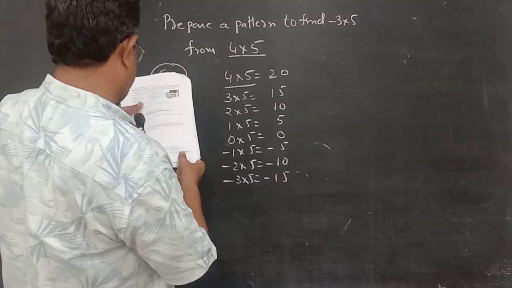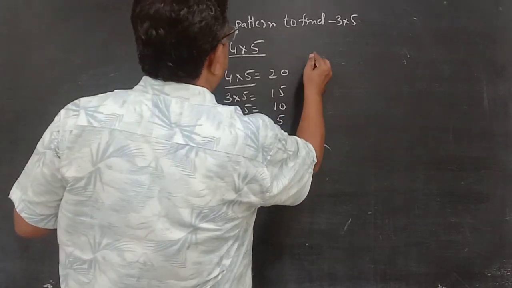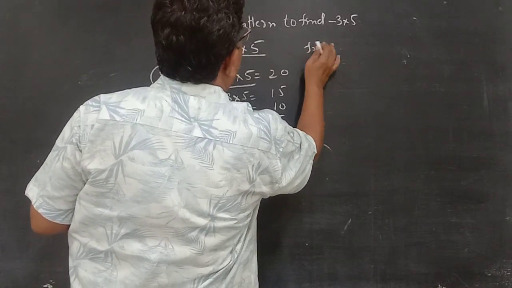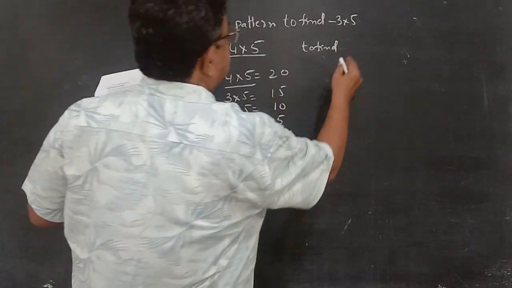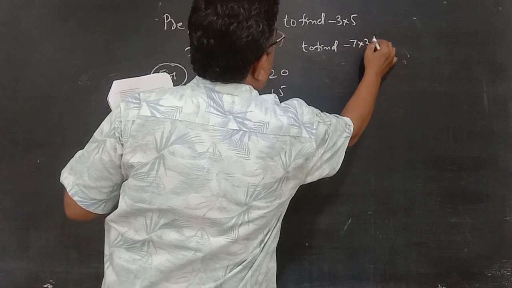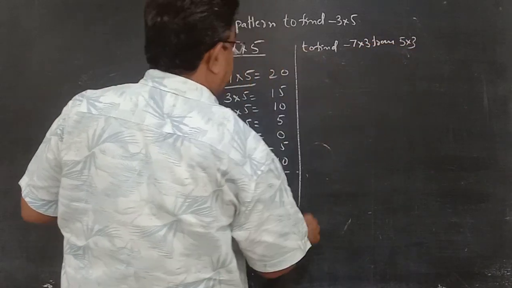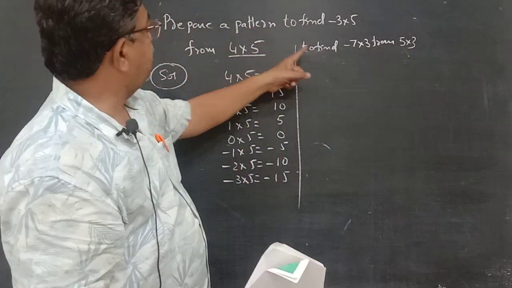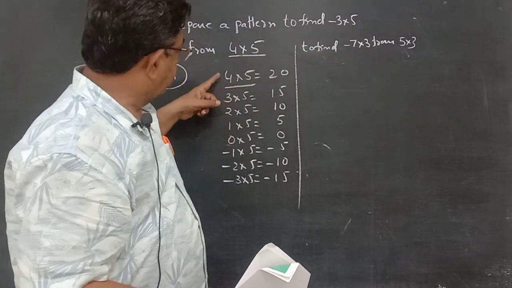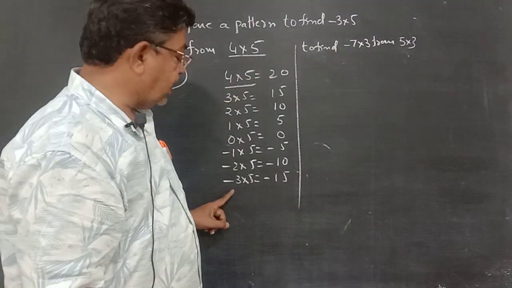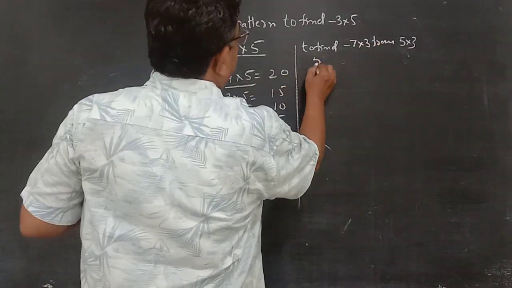Next, another point, prepare a pattern, same model, to find minus 7 into 3 from 5 into 3. So same question, we are writing the second one in continuation. Prepare a pattern for minus 3 into 5 from 4 into 5. So I started with 4 into 5 and I ended at minus 3 into 5. Now I start with 5 into 3. What is 5 into 3?